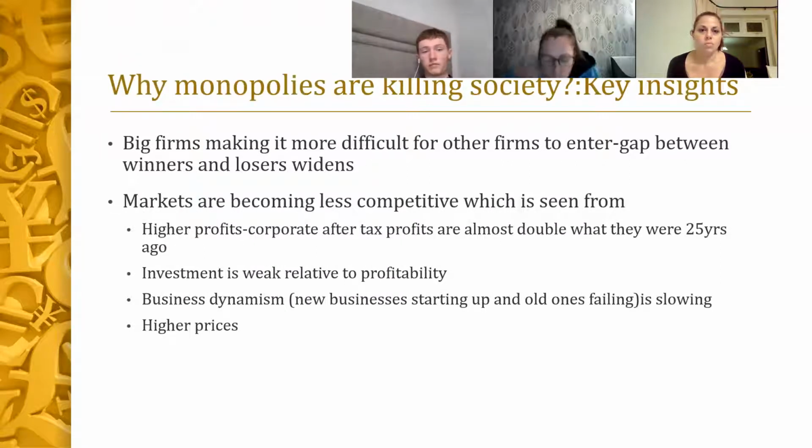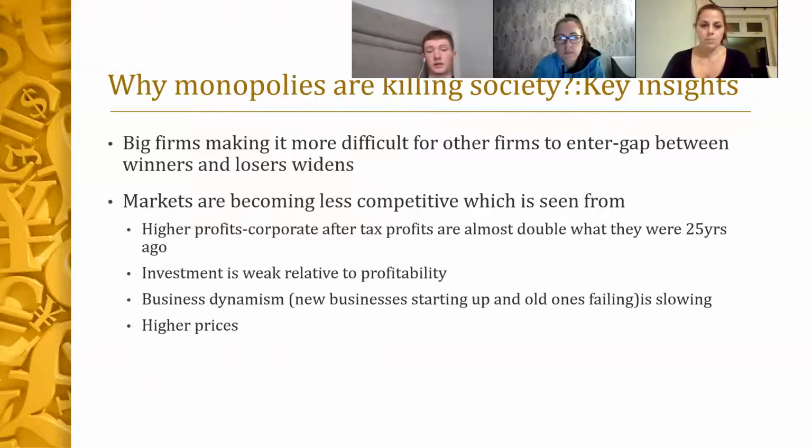So now on to our theme, some of the key insights about why monopolies are killing society. Big firms are making it more difficult for other firms to enter, and the gap between winners and losers is widening. This is because when firms enter into a monopoly, they're able to erect barriers to entry, and this makes it harder for other firms to enter.